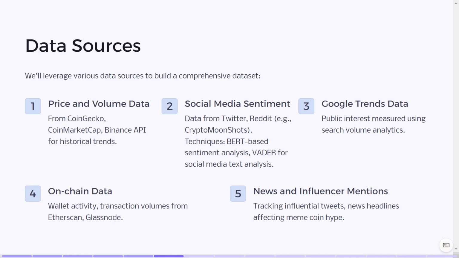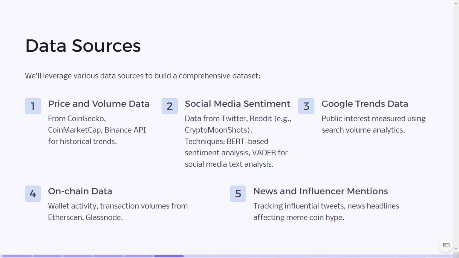Next, we focused on social media sentiment, as meme coin prices are heavily influenced by online discussions. We collected data from Twitter and Reddit forums, like Crypto Moonshots, where meme coin traders often share their thoughts and hype new projects. We used BERT and Vader models to analyze the sentiment of these posts, determining whether the general mood was positive, negative, or neutral.